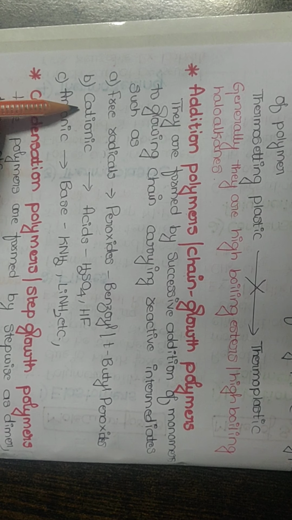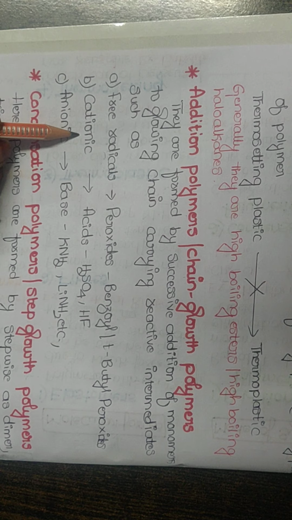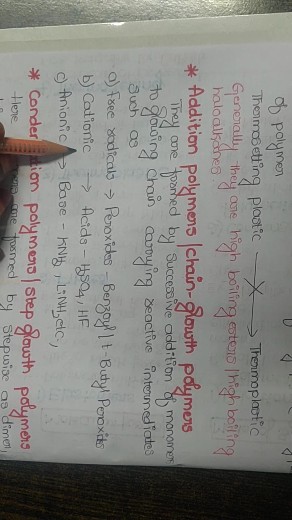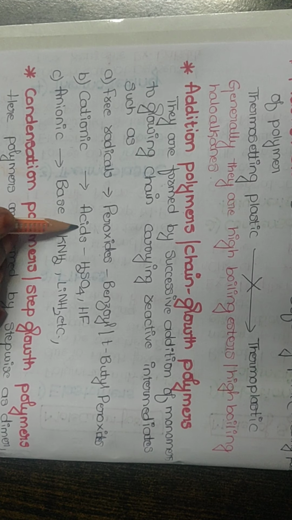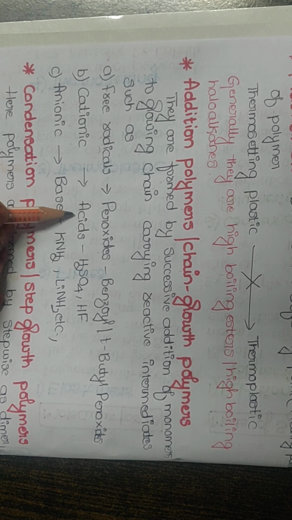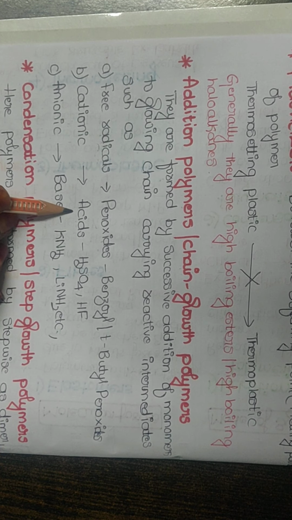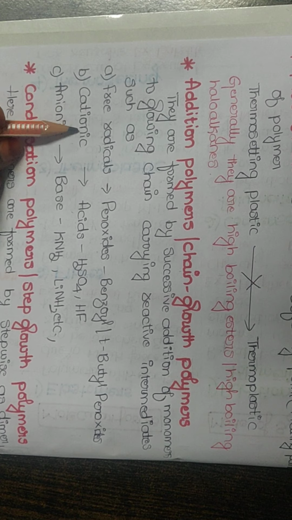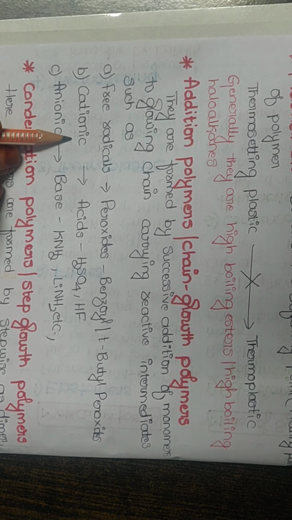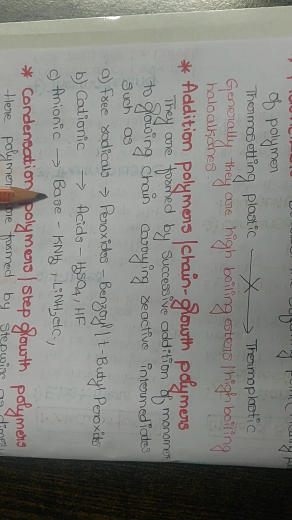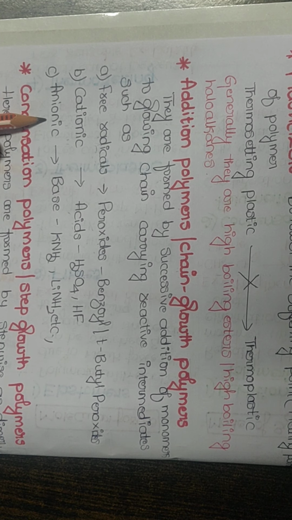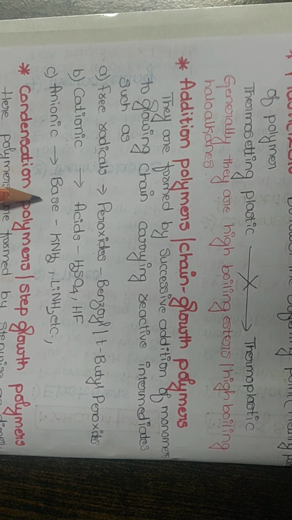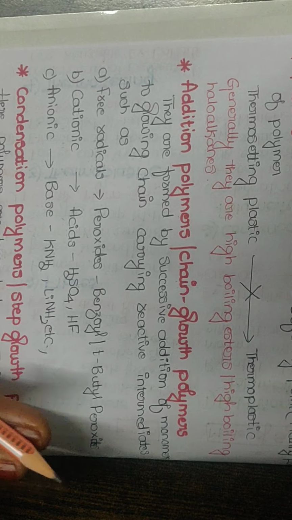So if I want a carbocation to be generated, I have to add an acid. If I add an acid to a monomer, I can end up with a carbocation as an intermediate. In the same way, if I want a carbanion as an intermediate, we can add a base. Okay, so only so much you should know.